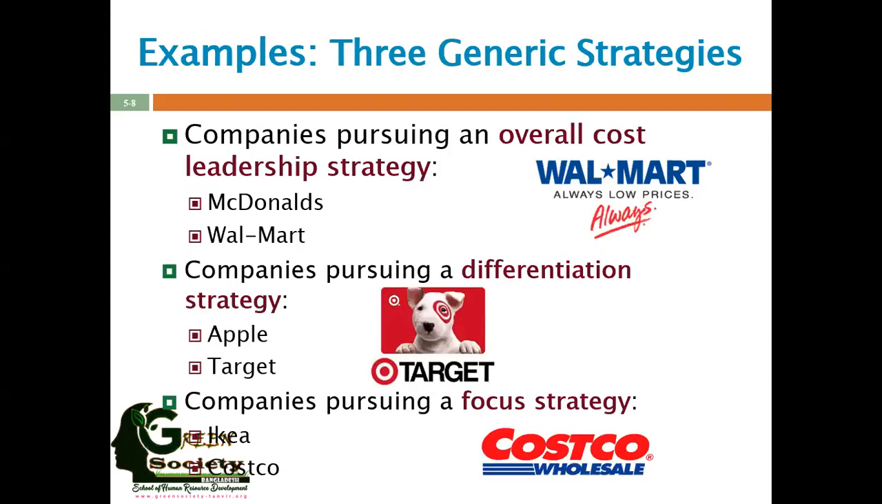There are so many examples here. Compare companies pursuing an overall cost leadership strategy. I have used the example of McDonald's. There is another example of Walmart. And really, no doubt about these two companies. I'm happy with the examples. And then companies pursuing a differentiation strategy. Yes, Apple is really doing better. Target is also doing better. And no, I can't say that it's wrong. It's a really good example. And the company pursuing focus strategy is IKEA. They are a furniture company. They have household products, so they're focusing on only one area.